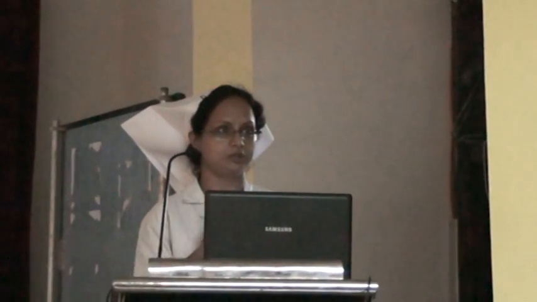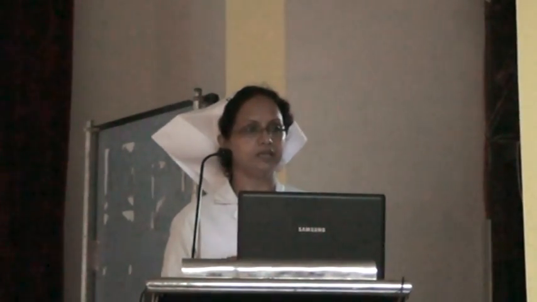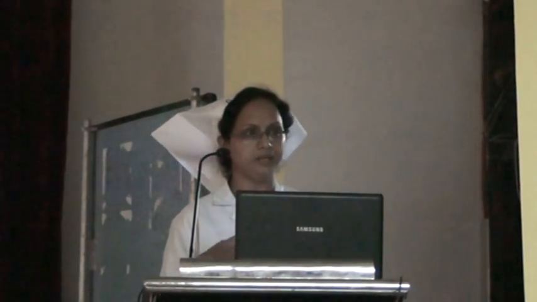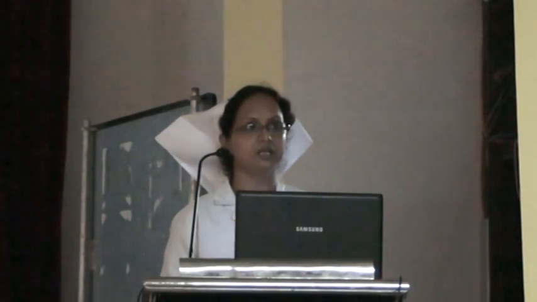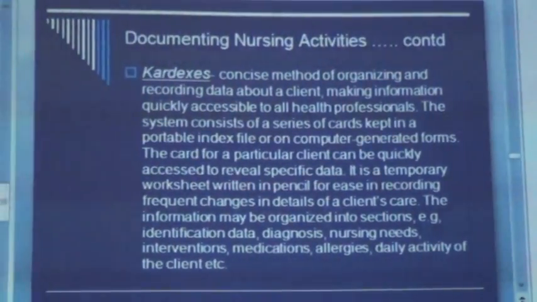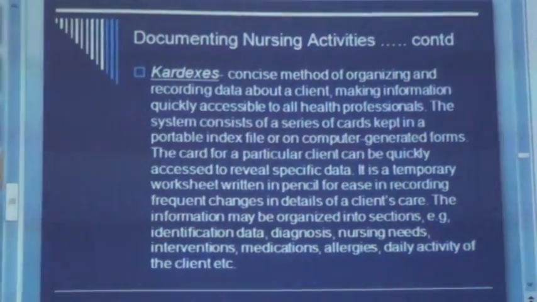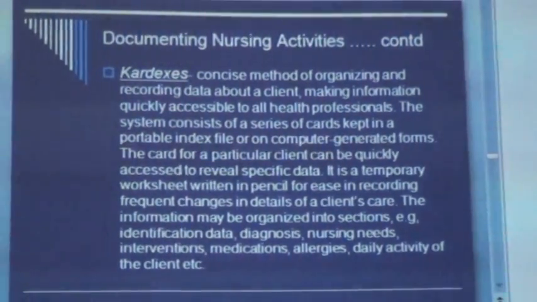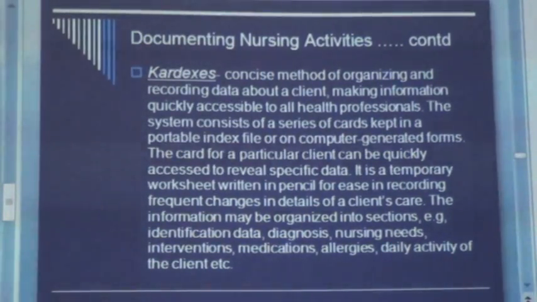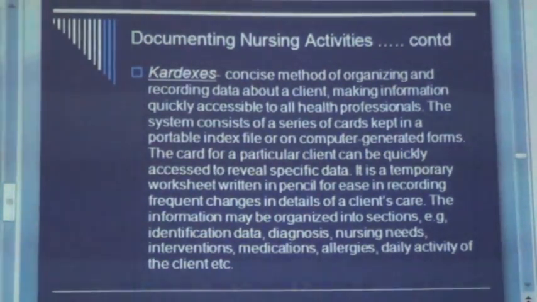Those cards are very short and small, and are kept in a drawer only. So whenever needed, the nurse can find it. It is kept in alphabetical order, so that it will be very easy to find. And in that form, the identification data, diagnosis, nursing needs, interventions, medication, allergies, all those details are written in these cards.